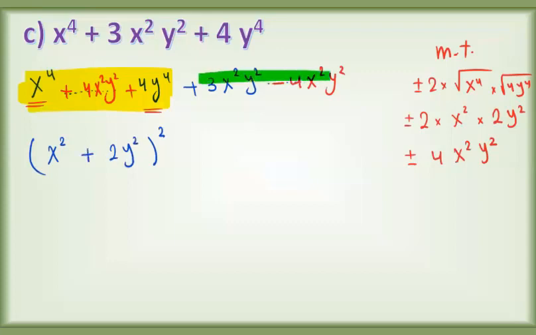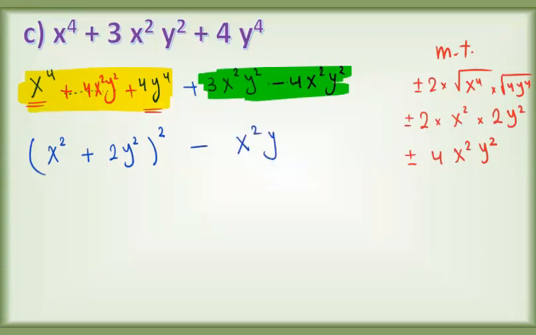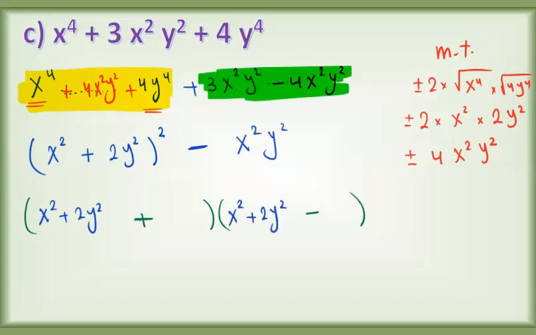These two terms are like algebraic terms, because they are x power 2 y power 2 and x power 2 y power 2. Their sum, positive 3 minus 4, equals negative 1 x power 2 y power 2. Then it's a difference between two squares. We open two brackets, one positive and the other negative. The square root of this bracket equals x power 2 plus 2y power 2, and x power 2 plus 2y power 2. And the square root of this term equals xy, and here xy. And this is the final answer.